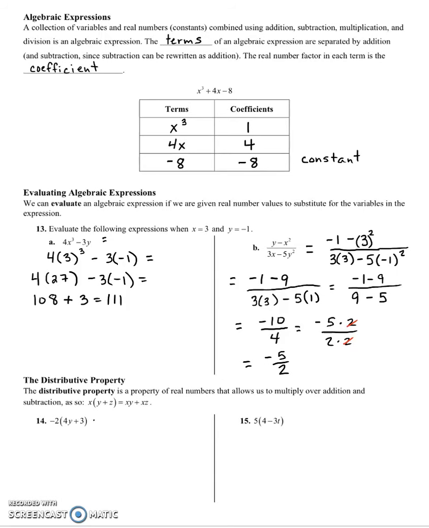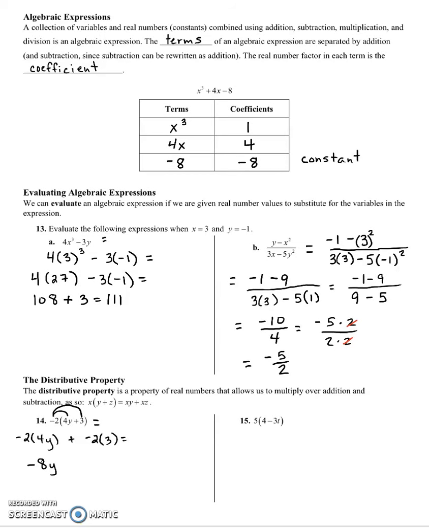So if we take negative 2 times the quantity 4y plus 3, we have to multiply the negative 2 by the 4y and the negative 2 by the 3. So that's negative 2 times 4y plus a negative 2 times 3. And so if we do the multiplication, negative 2 times 4 is a negative 8, and that has a y with it.